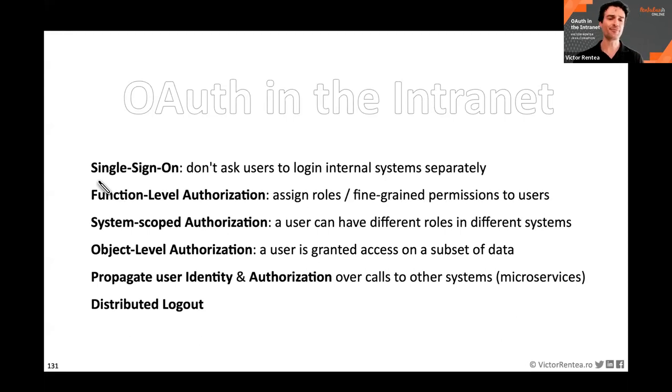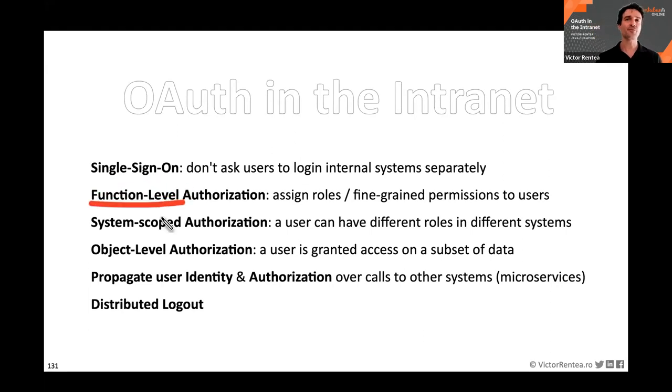So here are some use cases of OAuth hash. Probably the most widespread use I see today is for implementing single sign-on. In short, asking your employees, your users, to only log in once, and then to automatically log them in into different systems that you might have inside your intranet exposed to them, right?